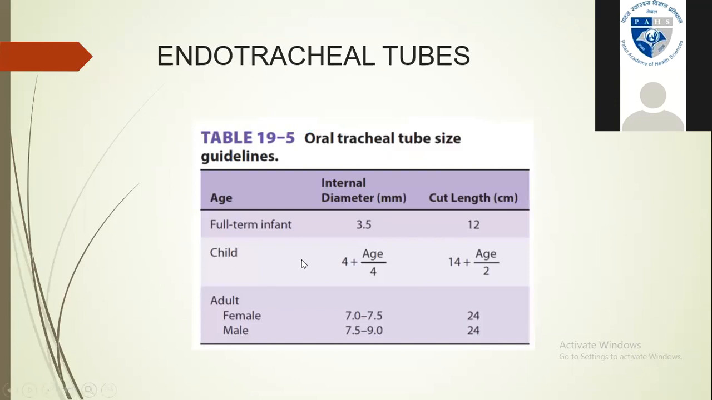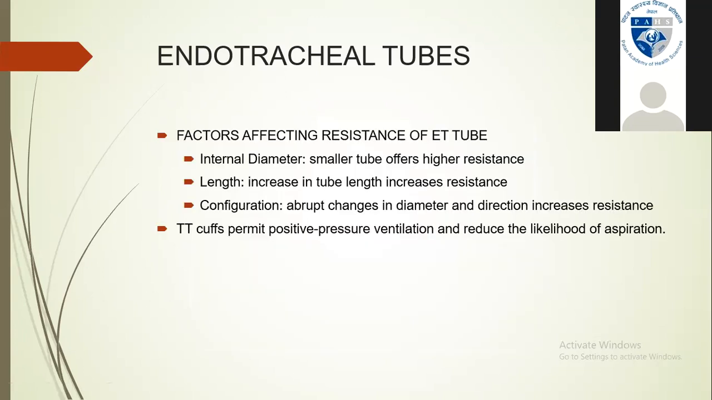So this is a formula we can use to determine the diameter of the endotracheal tube. In a child, 4 plus age divided by 4 will give the appropriate diameter, and in adults we generally use, in females, 7 to 7.5 mm internal diameter endotracheal tubes, and in males 7.5 to 9 mm internal diameter.